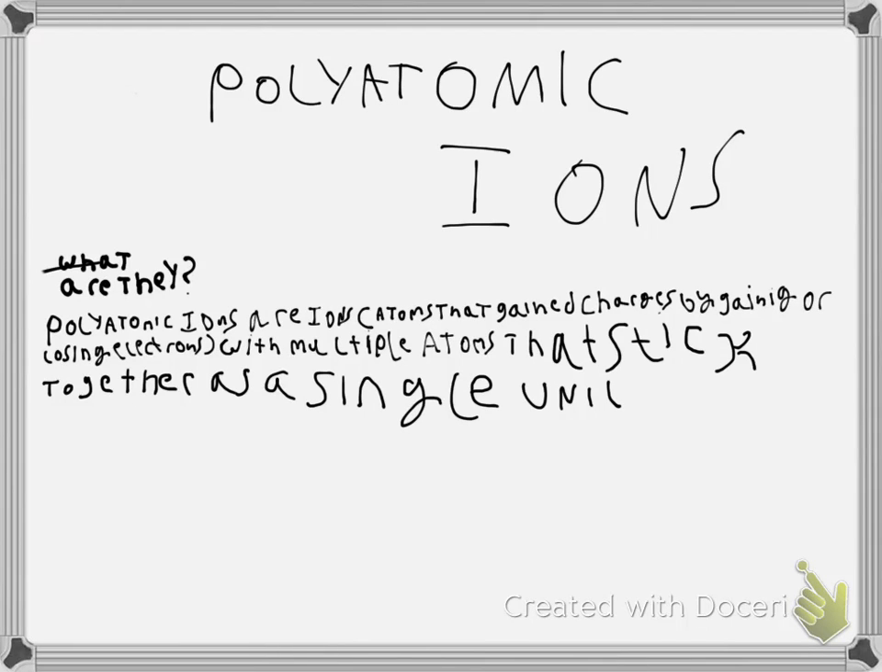Hi, today we're going to talk about polyatomic ions. So, what are they? Polyatomic ions are ions, or atoms that gain charges by gaining or losing electrons. They have multiple atoms that stick together as a single unit.